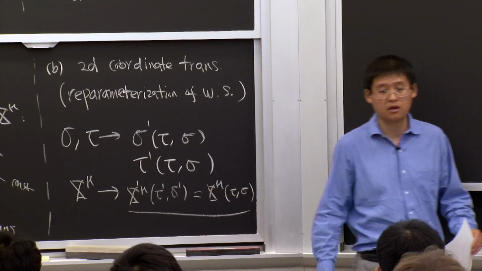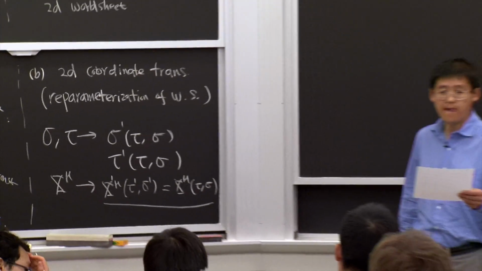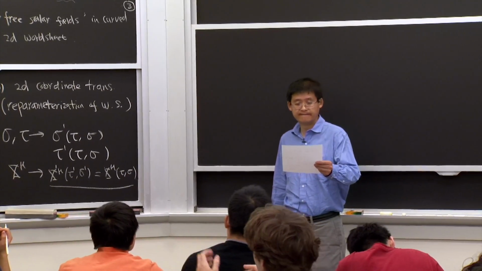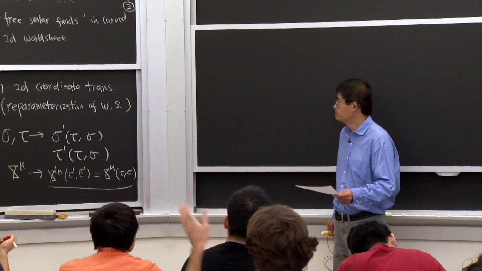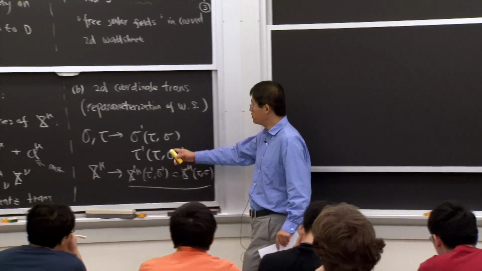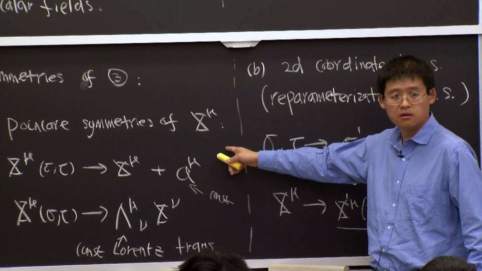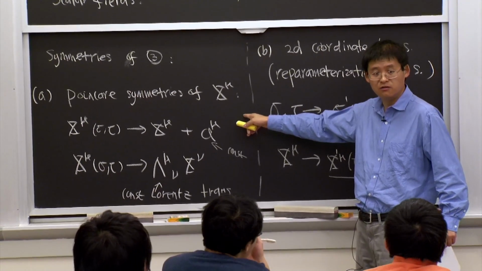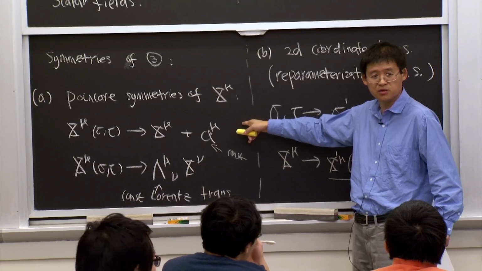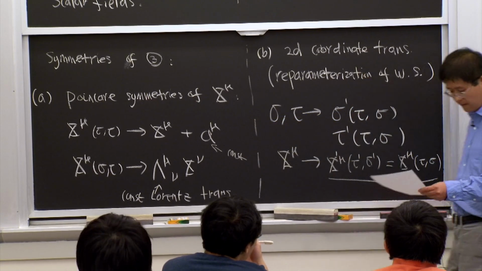Okay? Yes? So basically we have diffeomorphism invariance in the real space and the worldsheet? No, this is not diffeomorphism invariant in the real space. This is a special case of diffeomorphism. This is a global symmetry.